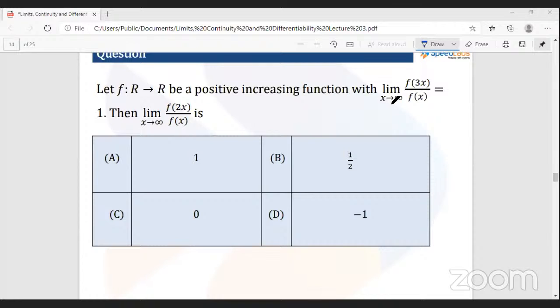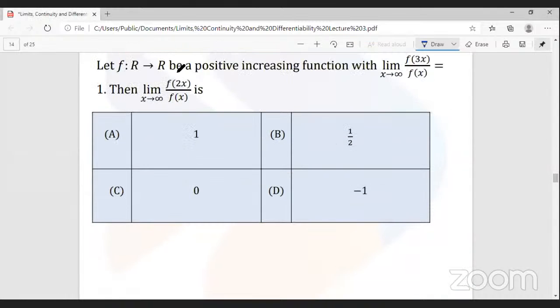Here, guys, the limit as x tends to infinity of f of 3x upon fx is 1. Let f from R to R be a positive increasing function with limit as x tends to infinity of f of 3x upon fx equal to 1. Then you have to find out the limit as x tends to infinity of f of 2x upon fx. So should we discuss the solution? Yes, okay.